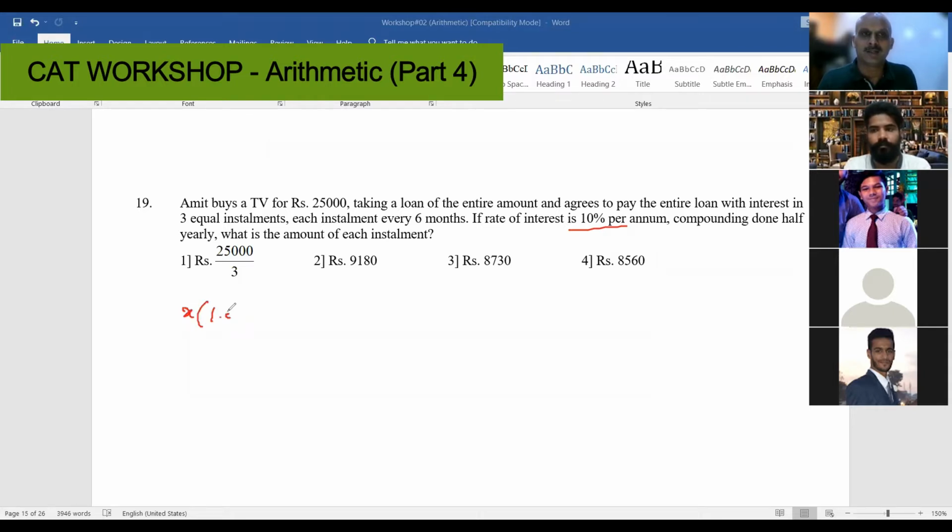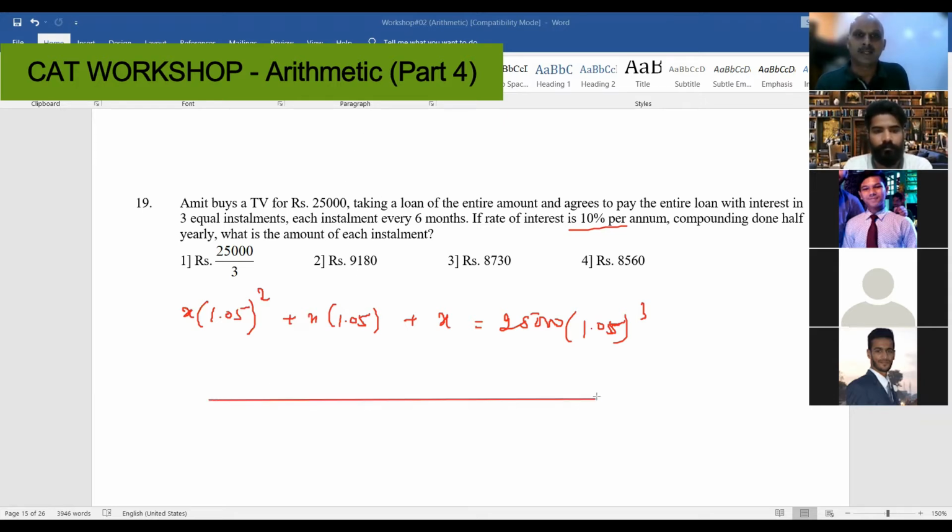So x into 1.05 square plus x into 1.05, isn't it? Plus x is 25,000 into 1.05 whole cube. I hope you understand this using the timeline method.